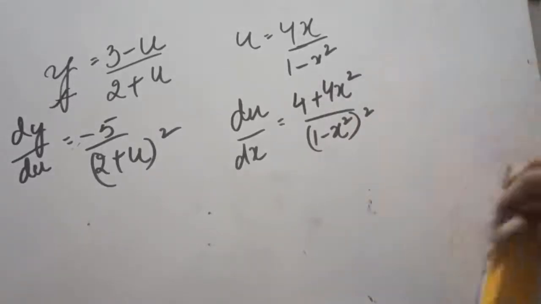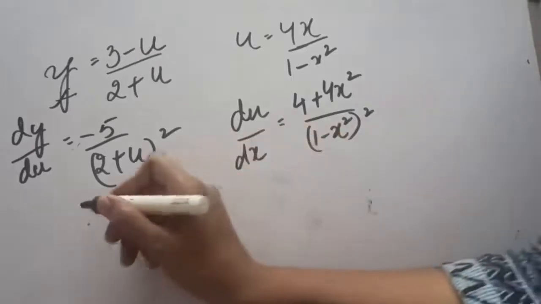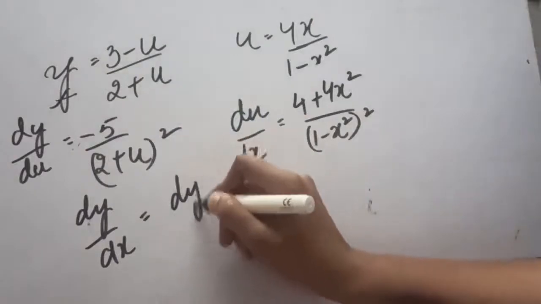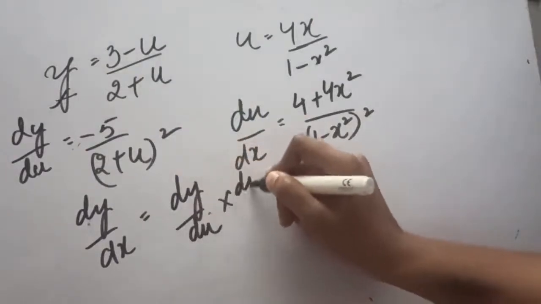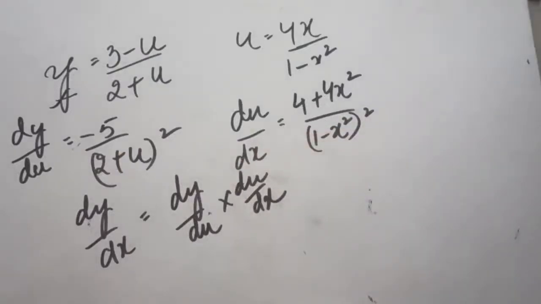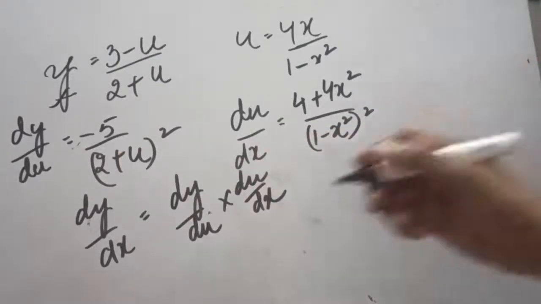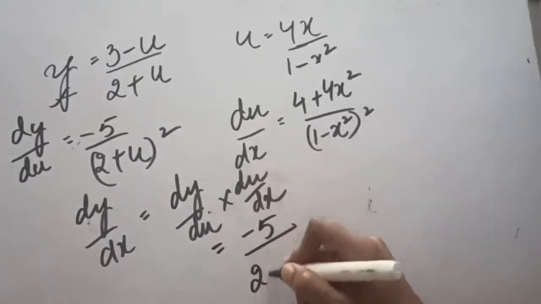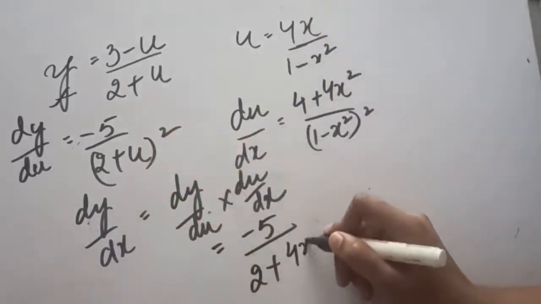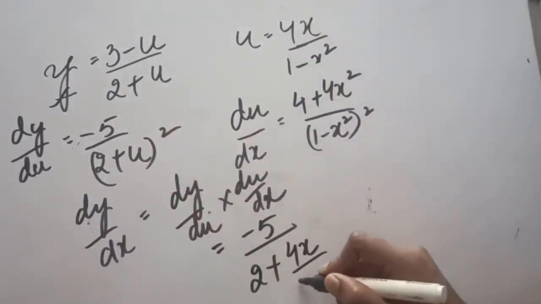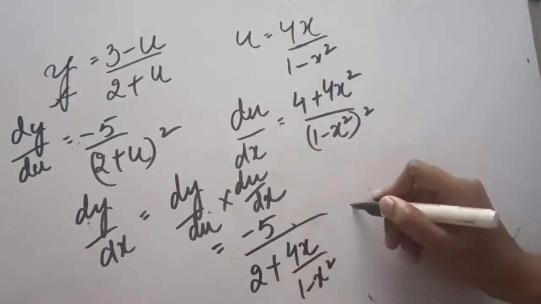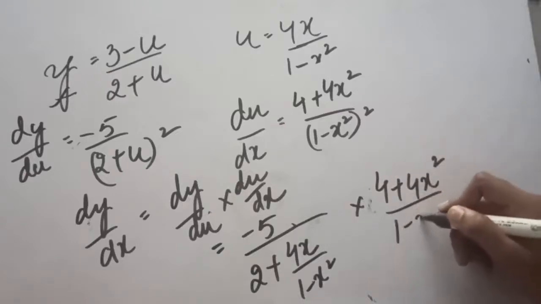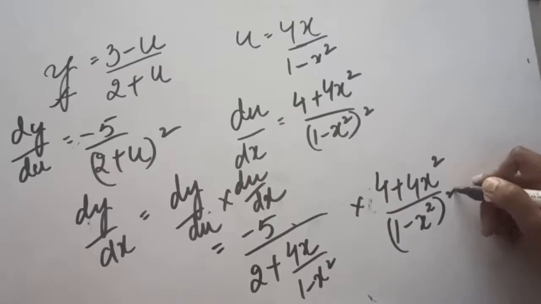So now finally we have to calculate in the question dy upon dx. So we have dy upon du, then we have du upon dx. So with the help of the chain rule we can solve it. Therefore putting the values in this, it is minus 5 divided by 2 plus u. In place of u we can put this value, 4x divided by 1 minus x square, into du upon dx, 4 plus 4x square divided by 1 minus x square whole square.